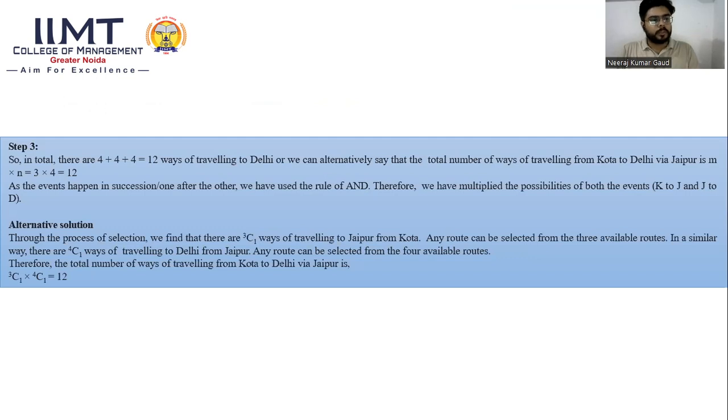Alternative solution. Through the process of selection, we can find there are 3C1 ways of traveling to Jaipur from Kota. Any route can be selected from the 3 available routes. In similar ways, there are 4C1 ways of traveling to Delhi from Jaipur. Any route can be selected from the 4 available routes. Therefore, the total number of ways of traveling from Kota to Delhi via Jaipur is 3C1 cross 4C1, which is also equal to 12.